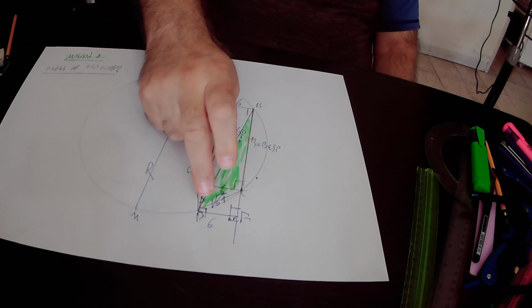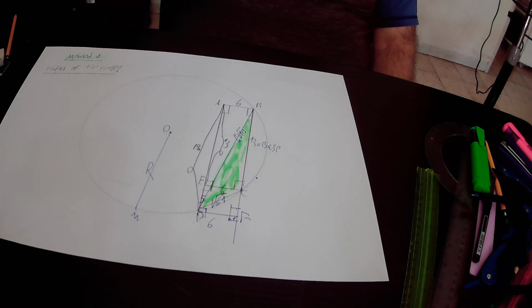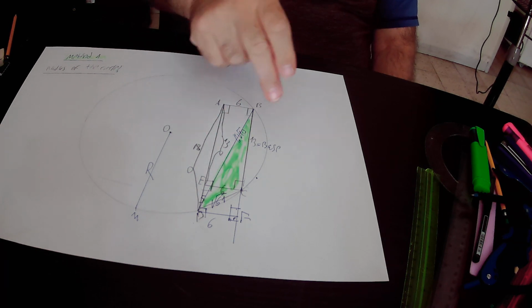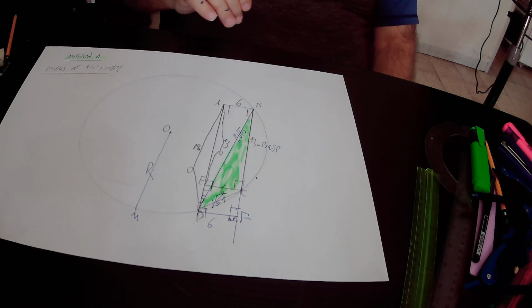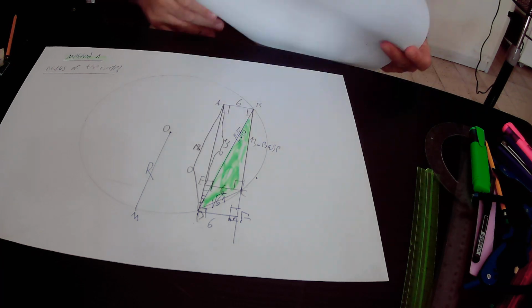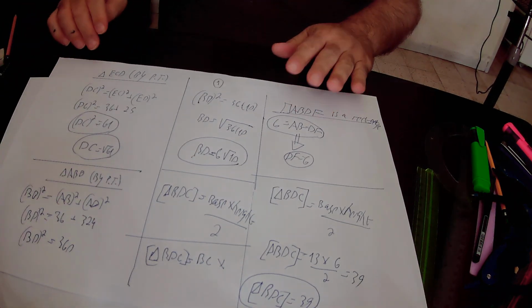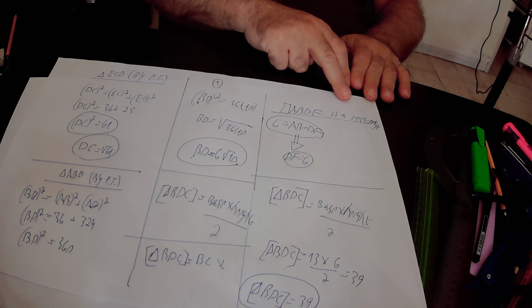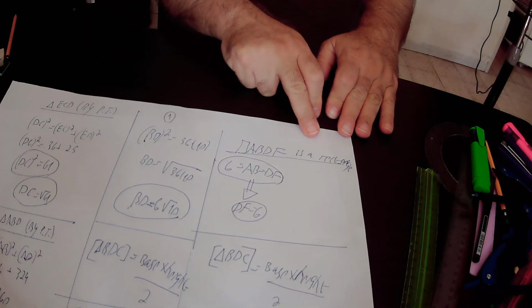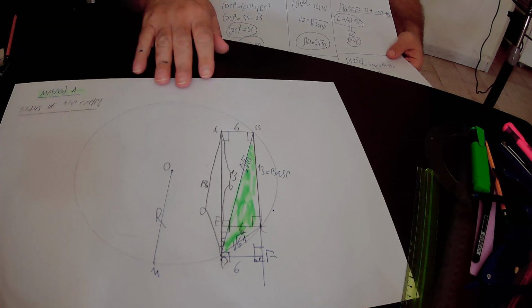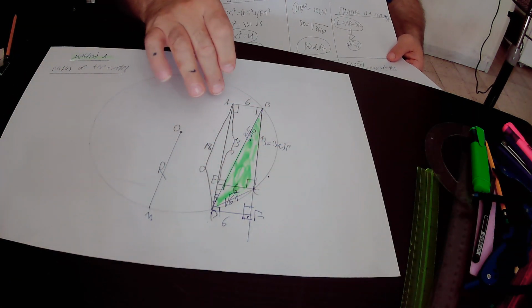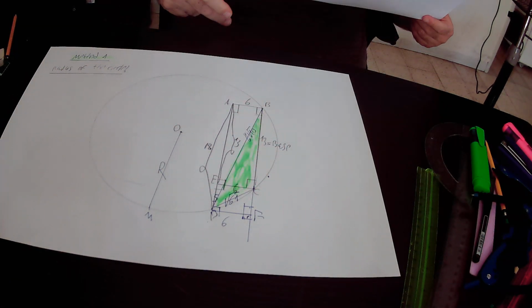Therefore, the fourth angle must also be equal to 90 degrees, and therefore quadrangle ABDF, which has 4 right angles, is a rectangle. We know that the opposite sides of a rectangle are equal to each other. So in the rectangle ABDF, AB equals DF.